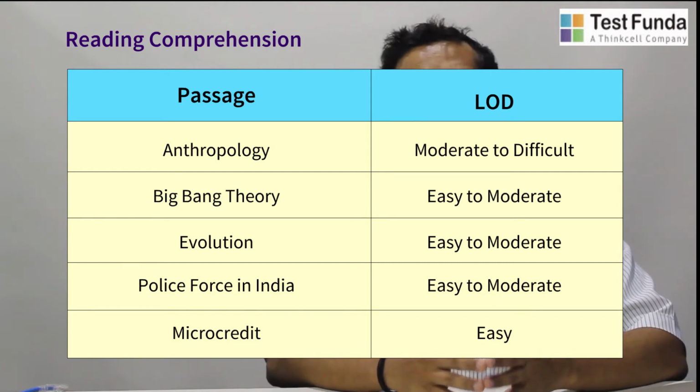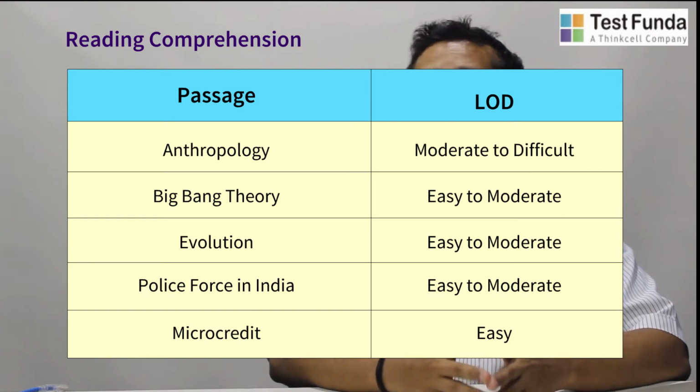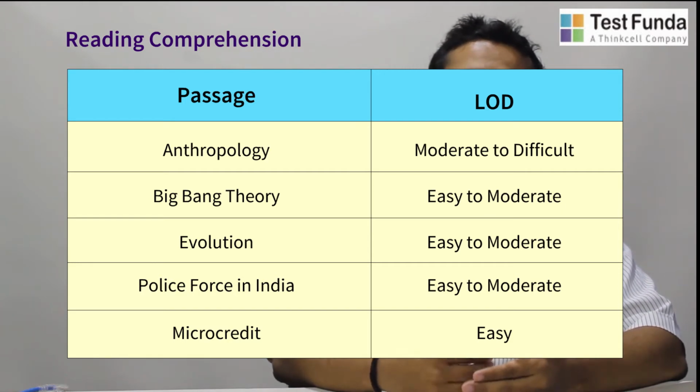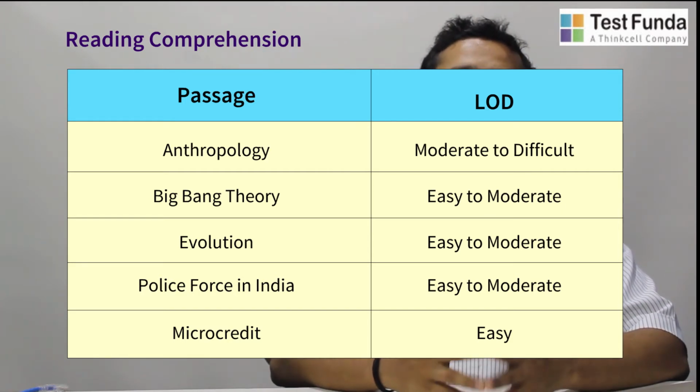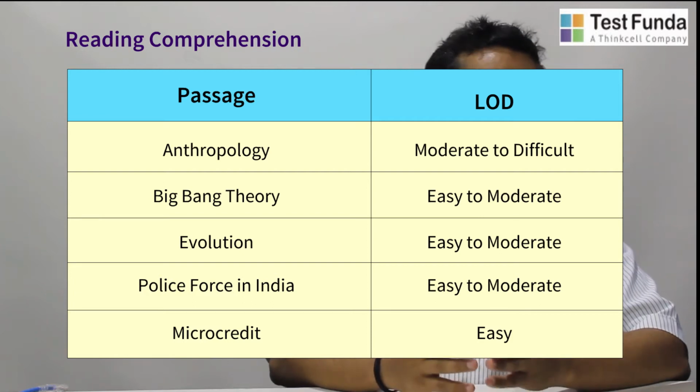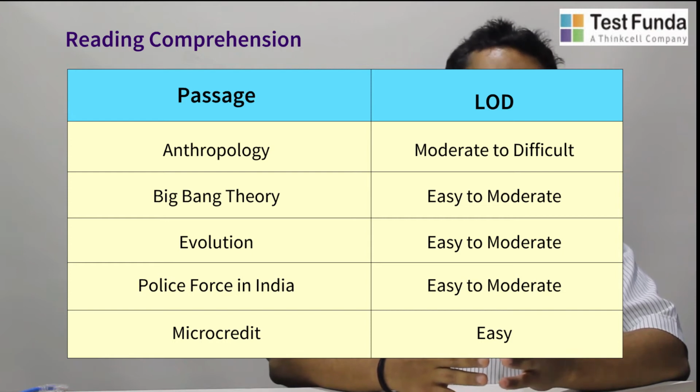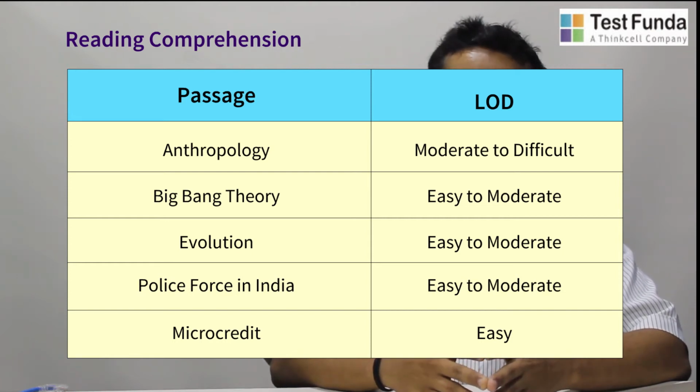The last set on microcredit was fairly easy. Broadly, these 4 sets were what you should have looked for in this mock and avoided the one on anthropology. You could have easily got 14 to 15 attempts out of these 4 sets itself.